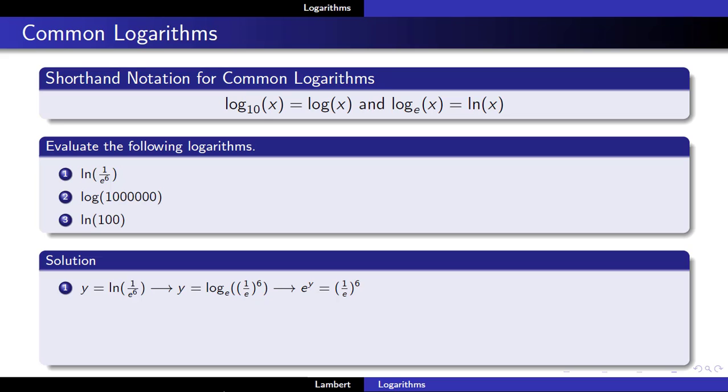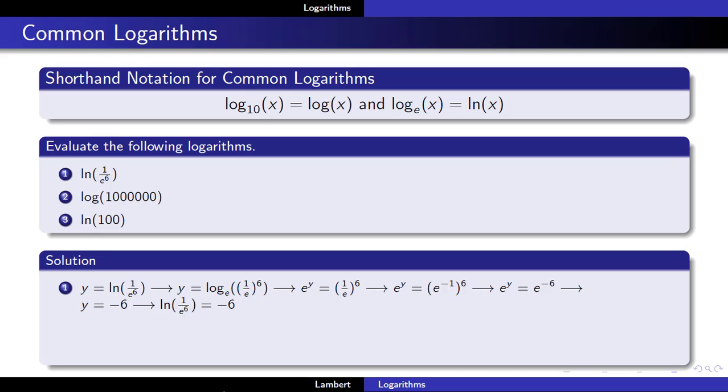We get e to the y equals the quantity 1 over e to the 6th. And 1 over e we can just write as e to the negative 1. So you have e to the y equals e to the negative 1, that quantity raised to the 6th power. You can now multiply exponents on the right hand side to get e to the y equals e to the negative 6. This implies that y equals negative 6, and so we have our natural log of 1 over e to the 6th equals just negative 6.